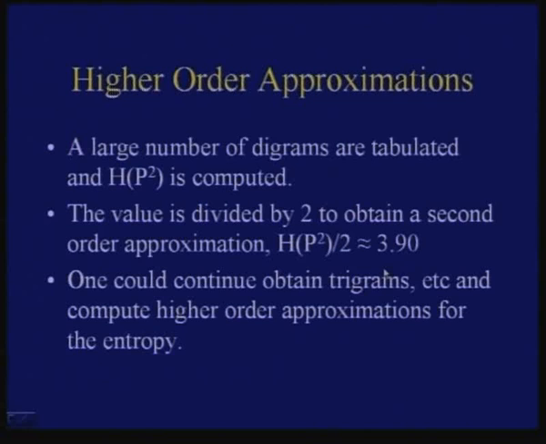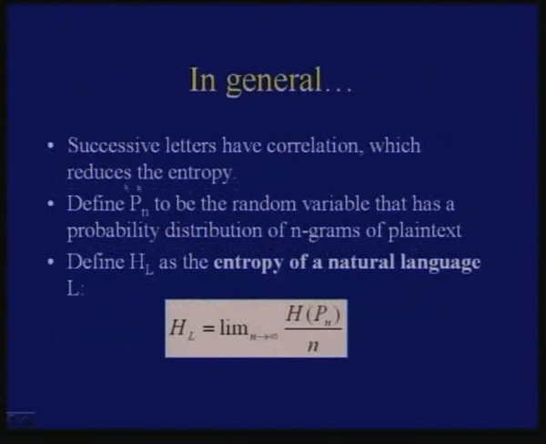Similarly, you can do trigrams, find H(P^3), and divide that by 3, and you can do higher order approximations of the entropy. The idea is that in general the successive letters have correlation, which reduces the entropy.